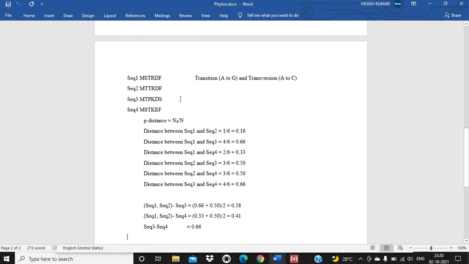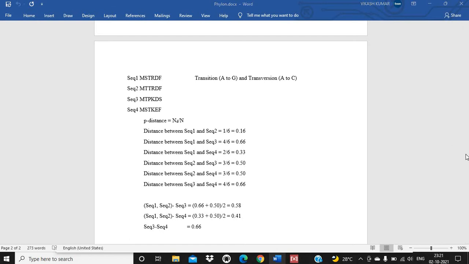The same way we calculate the distance between all pairs. All possible pairs are sec1 and sec2, sec1 and sec3, sec1 and sec4, sec2 and sec3, sec2 and sec4, sec3 and sec4. So the total number of possible pairs is 1, 2, 3, 4, 5, 6.